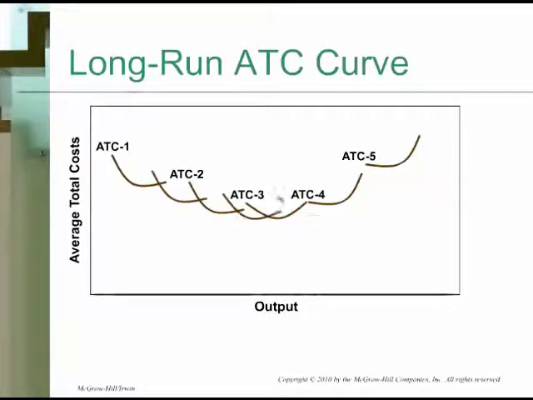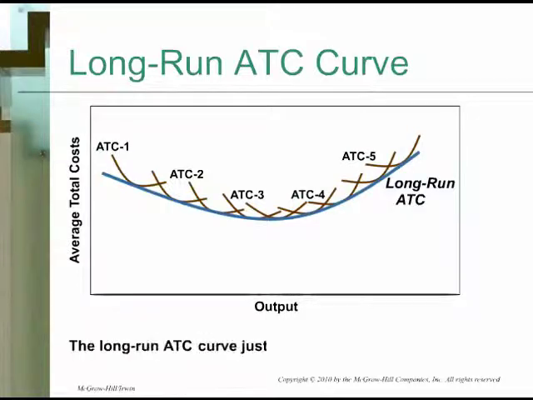For each plant, a firm has a short-run average total cost curve. In the long run, the firm can choose to increase or decrease the number of plants. Thus, the long-run average total cost curve just envelops the short-run average total cost curves.